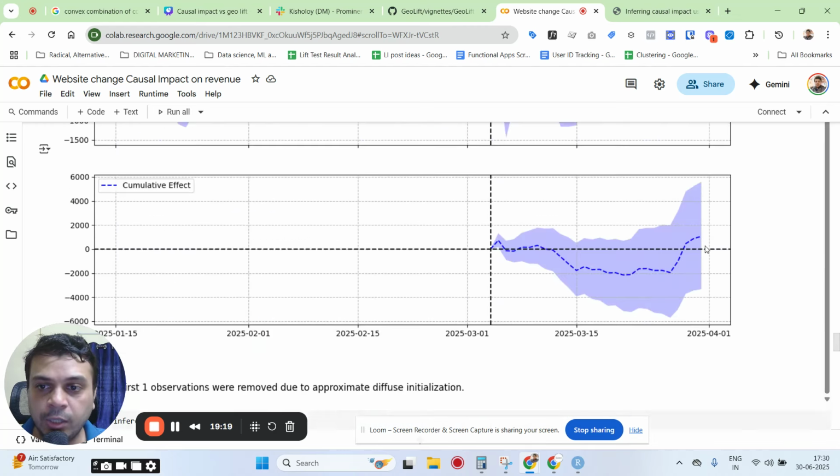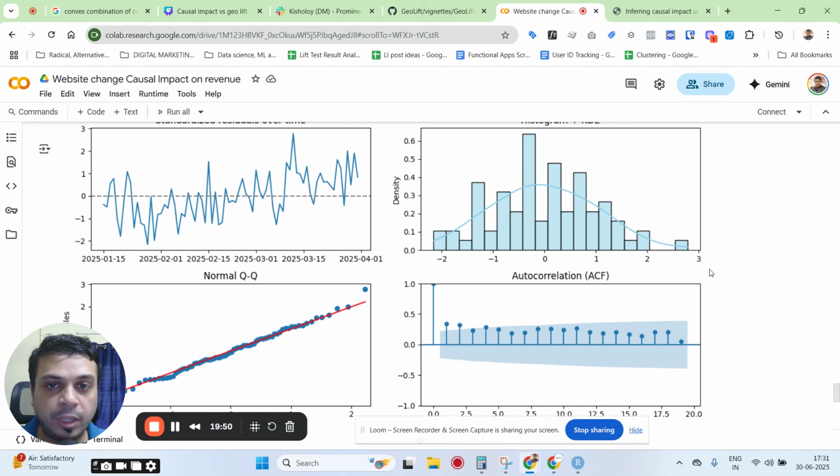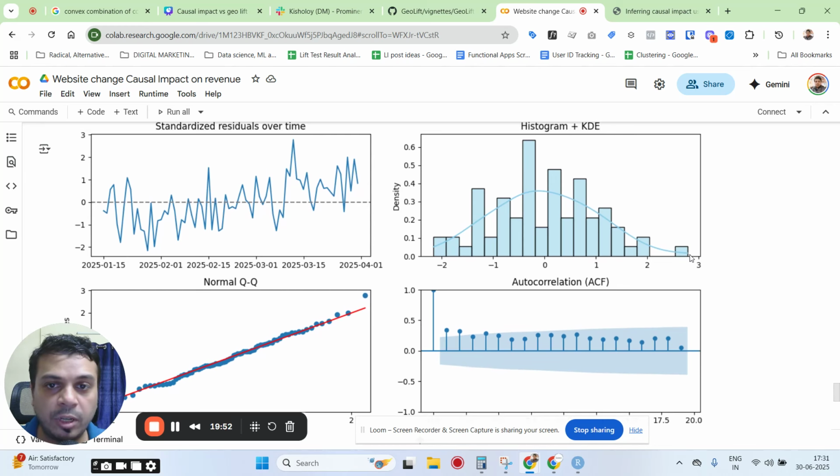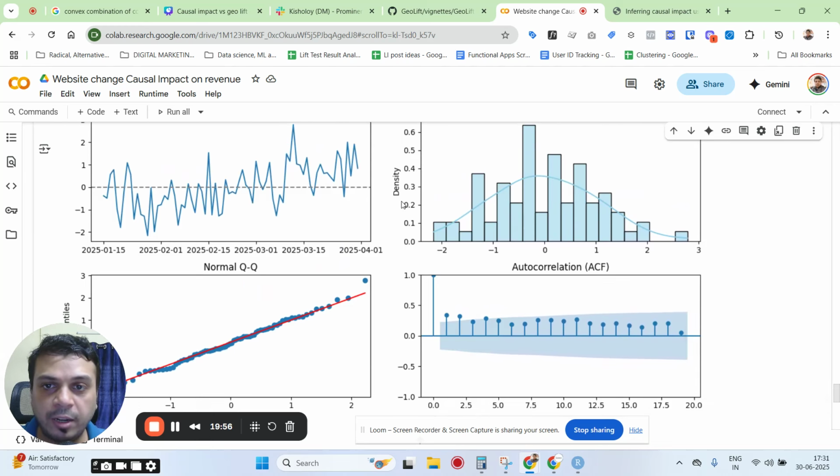And to understand whether or not this test was actually done in a reliable manner, you also have standardized residuals, the distribution of the residuals over time. The residuals are the difference between actual and predicted. So plotting and visualizing them and understanding their distribution is very important. This is a histogram, together with a KDE plot, which gives you the line plot for the residuals. You can see that they're more or less normally distributed, and they are also fairly random.